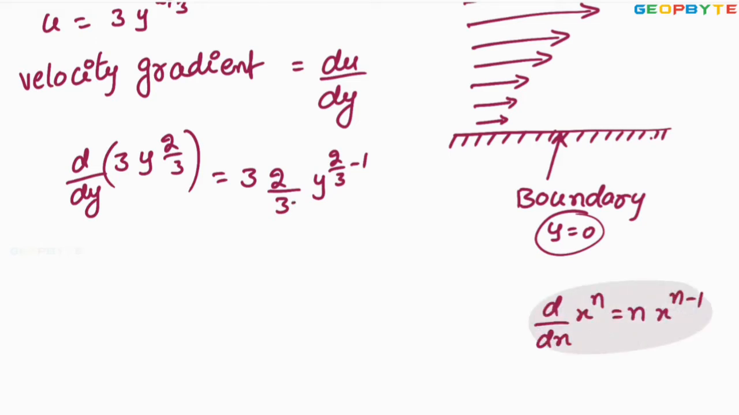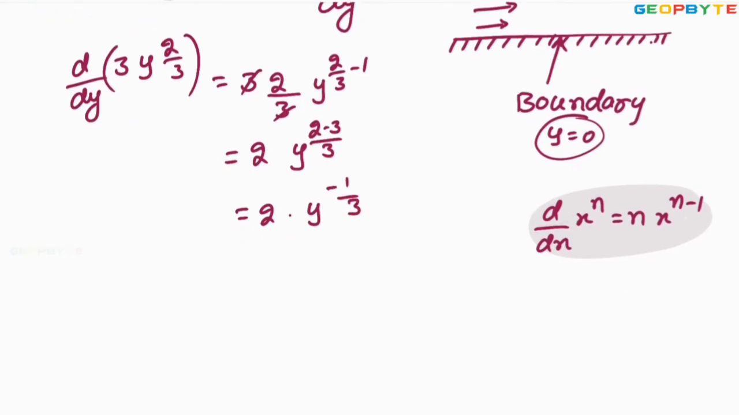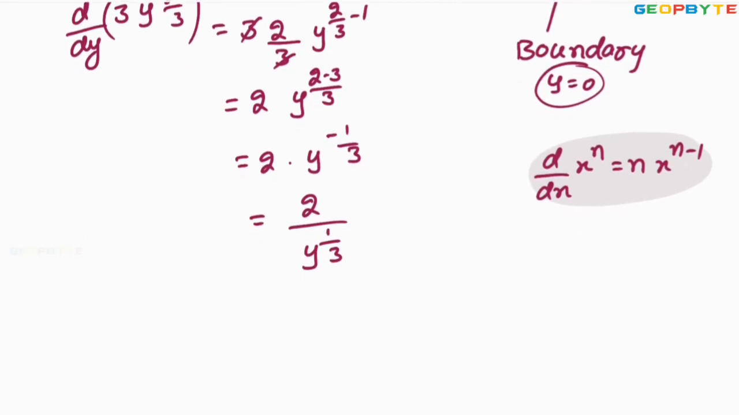Okay. So this 3 cancelled. Finally it is 2 into y power (2 minus 3)/3. It is equal to 2 into y power minus 1/3, which can also be written as 2 divided by y power 1/3. That is the velocity gradient.